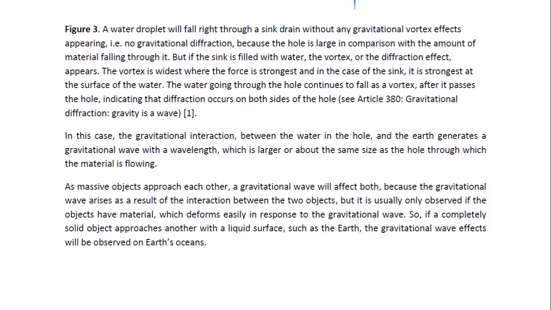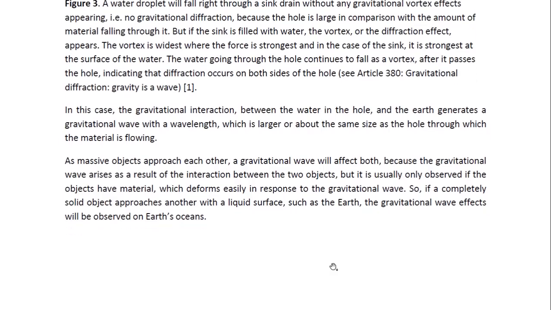As massive objects approach each other, the gravitational wave will affect both, because the gravitational wave arises as a result of the interaction between the two objects. So the gravitational wave does not actually form until there is an interaction between two objects, but it is usually only observed if the objects have material which deforms easily in response to the gravitational wave.